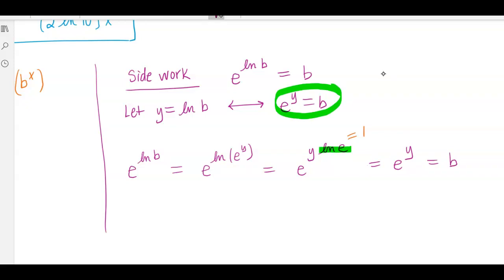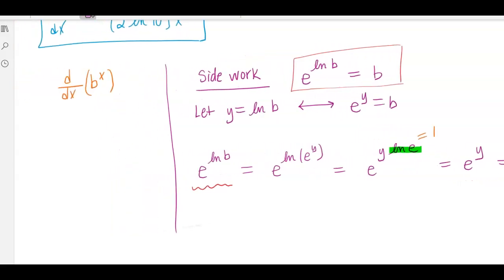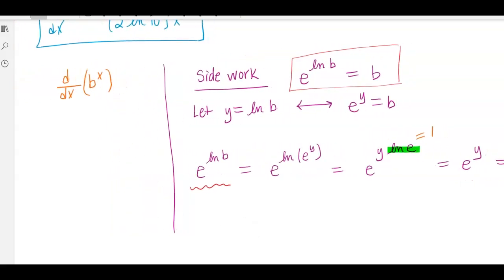So again, what I just showed is that e to the natural log of b is equal to b. So this was the fact that we were trying to prove, which we did, and we're going to use that in our main proof in just a second. Okay, so back to what we're trying to do. We're trying to find what the derivative of b to the x is.